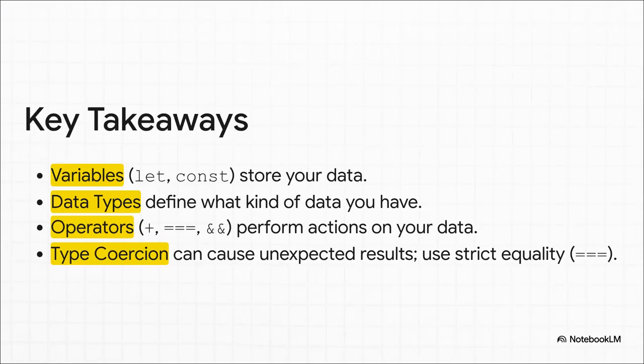All right, let's do a super quick recap of the absolute must-knows from all this. First, variables using let and const. That's where you store your stuff. Second, data types like string and number tell you what kind of stuff is in your containers. Third, operators are how you actually do things with your data. And last but not least, watch out for that sneaky type coercion and always, always use strict equality with the triple equals to keep your code predictable.